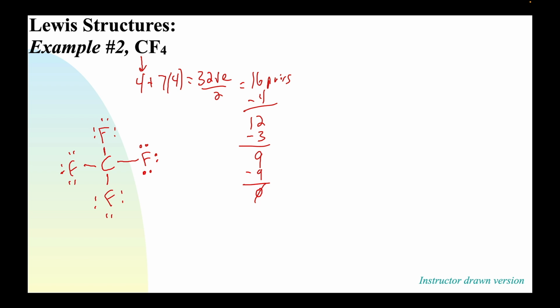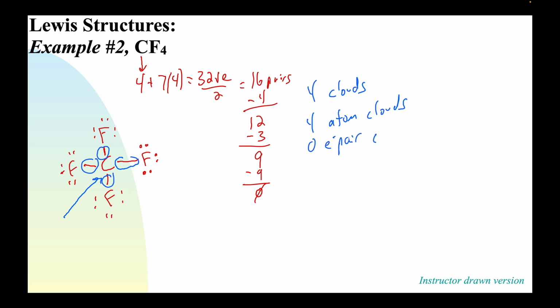We can now interpret this in terms of VSEPR geometry, looking at the clouds around the central atom. And again, that central atom is the carbon. So carbon has, I'll circle them here again, 1, 2, 3, 4 pairs of electrons, 4 clouds, and all 4 clouds are atom clouds. Carbon does not have any lone pairs on it. The fluorines do, they got tons of them, but the carbon has just 4, so 0 electron pair clouds.